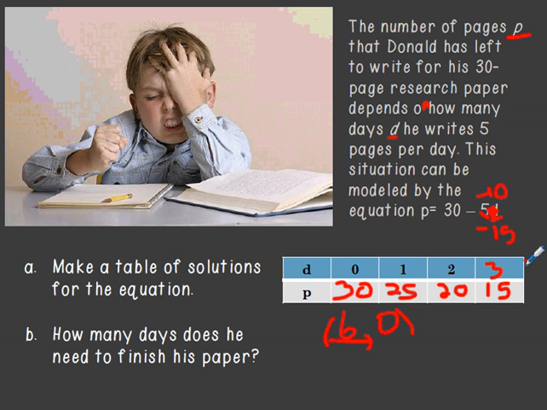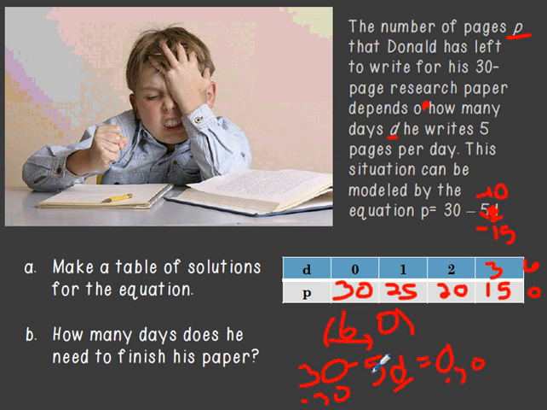And I could make a 6 here and a 0. Now, if you don't see the pattern easily, you can always do the algebraic equation where you're solving for the unknown. We know he started off with 30 pages, and he's doing 5 pages per day, but we don't know the day, but we do know we want to get to 0. You can solve for D by subtracting 30 from both sides.